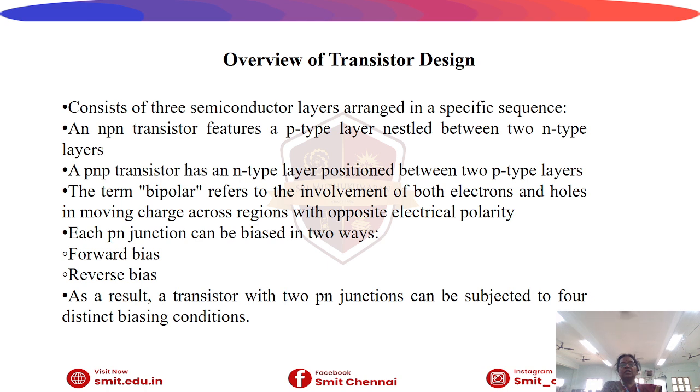It consists of three semiconductor layers arranged in a specific sequence. An NPN transistor features a P-type layer nestled between two N-type layers, and a PNP transistor has an N-type layer positioned between two P-type layers. The term bipolar refers to the involvement of both electrons and holes in moving charges across regions with opposite electrical polarity. Each junction can be biased in two ways: forward bias or reverse bias. As a result, a transistor with two p-n junctions can be subjected to four distinct biasing conditions.